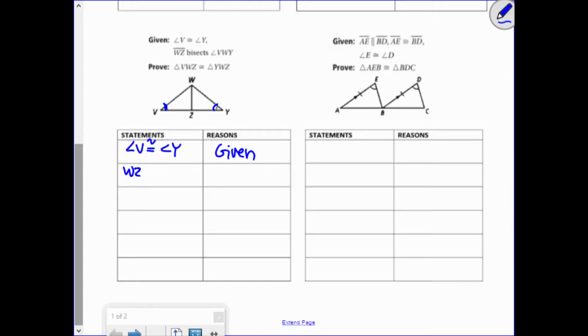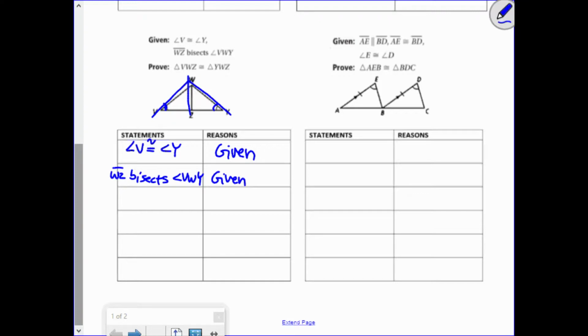And then segment WZ bisects. I gotta write small. Alright, so now from here, we gotta figure out what this bisect idea means. So the directions are very clear that this segment right here is going to bisect this angle. So you guys have to remember what bisect means. It means to cut in half.